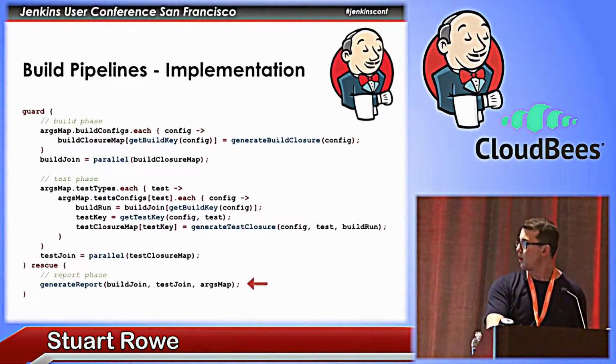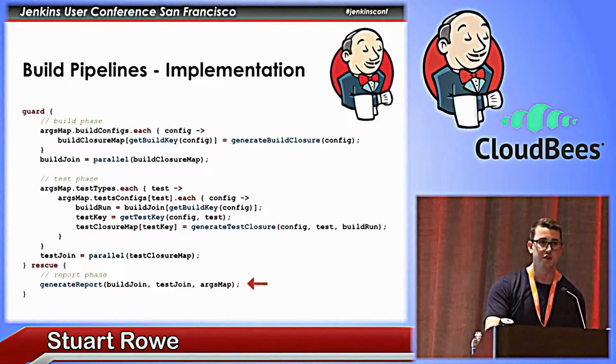And then finally, we can use our build join and our test join that collect all the information about the jobs that ran in those earlier phases to generate a report from.